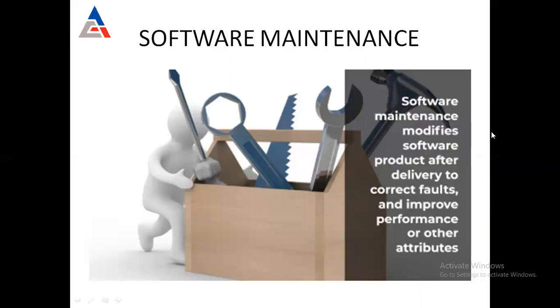And finally, the maintenance. Software maintenance modifies software products after delivery to correct faults and improve the performance attributes. So the customer tells the software engineer that there are a few things I want to add or I want to delete from it. The software engineer says, okay, fine, I will add or delete. This addition or deletion is called the maintenance of the software as per the requirement of the customer or end user.